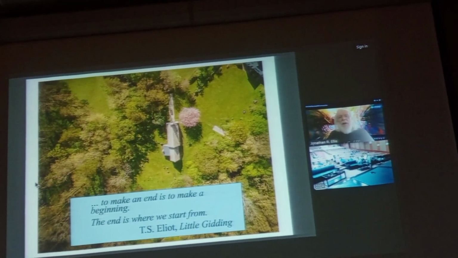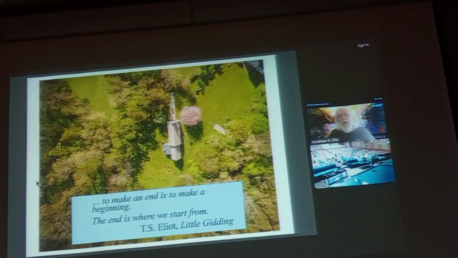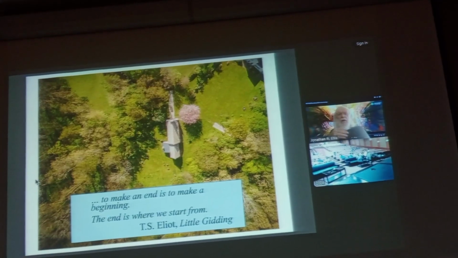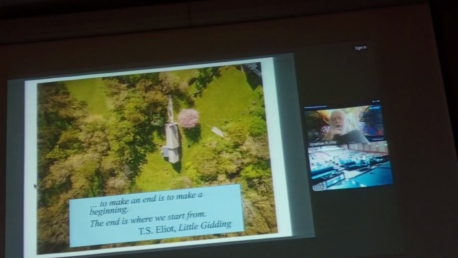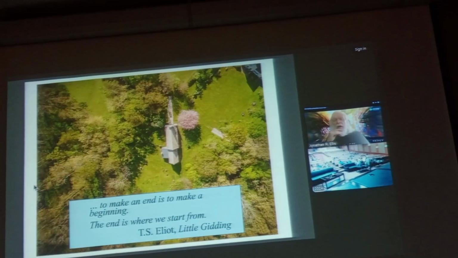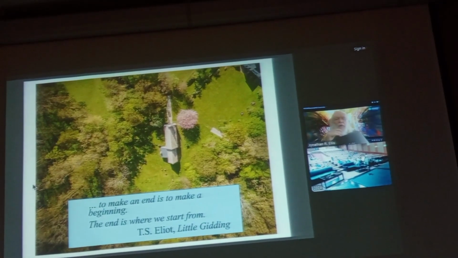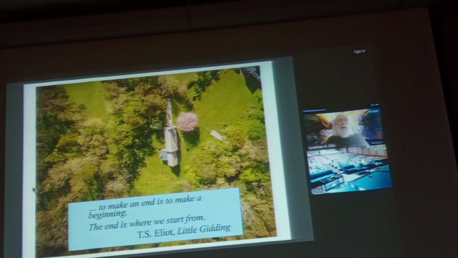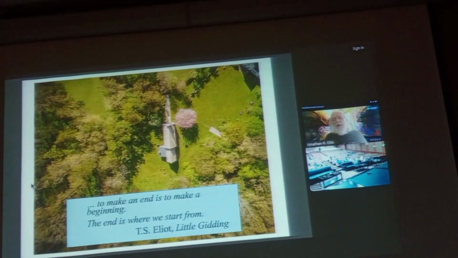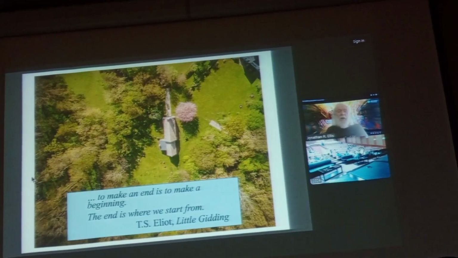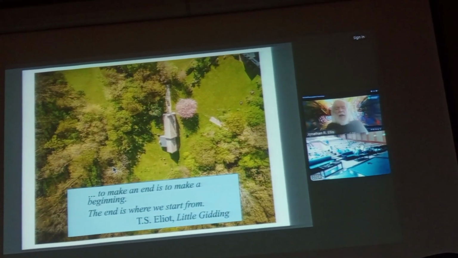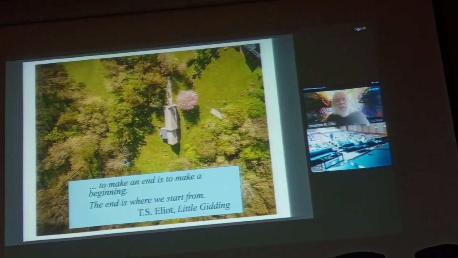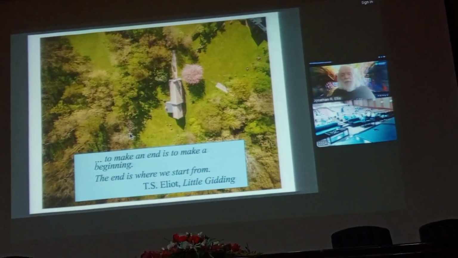And if you are a nasty funding agency, you might say, well, okay, great, you've got a theory which describes all the visible matter in the universe. Thank you very much. You can all go home now, and we'll give the money to something else. Well, needless to say, I would disagree with that. And my disagreement is described in this quotation from a poem by T.S. Eliot. To make an end is to make a beginning. The end is where we start from.